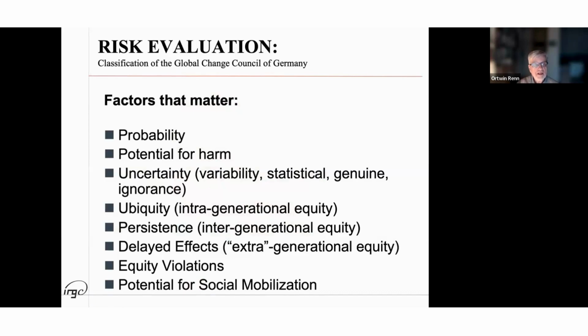Then we have ubiquity. So how ubiquitous is it? Including intergenerational equity, how persistent is something? Are there delayed effects? Are there equity violations? Are only a few people that we can actually identify affected by the risk, or the whole population? Are there marginalized groups that are specifically at risk? And the potential for social mobilization because of perception and so on. And if we take those factors seriously, we have different risk clusters.